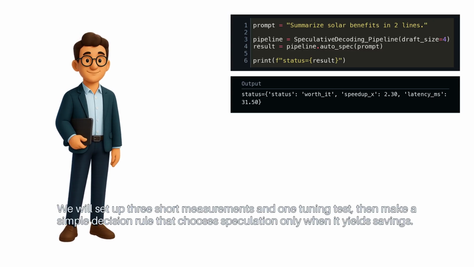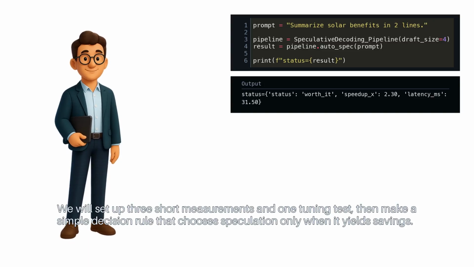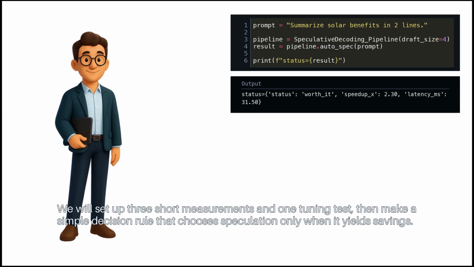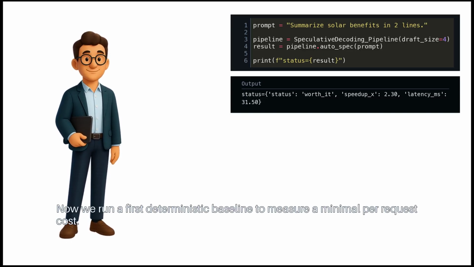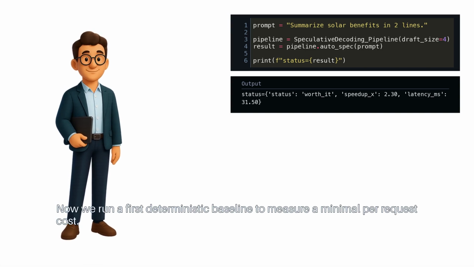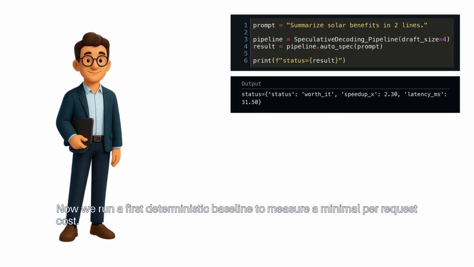We will set up 3 short measurements and 1 tuning test, then make a simple decision rule that chooses speculation only when it yields savings. The code is small, and the timing numbers give you a clear trade-off before you flip the switch in production. Now we run a first deterministic baseline to measure a minimal per request cost.